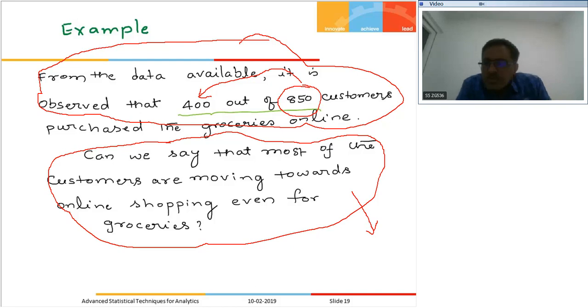Can you guess? Can you try to recall some examples where we use this kind of idea to arrive at a conclusion? Any example of your own where we say that out of this many people this happened, something like this? Can you think of any example of this kind?